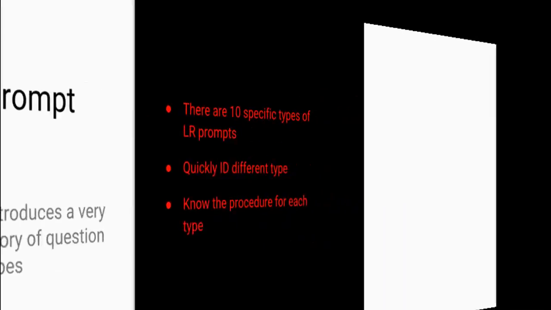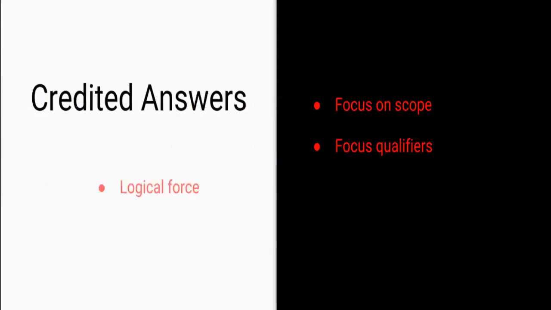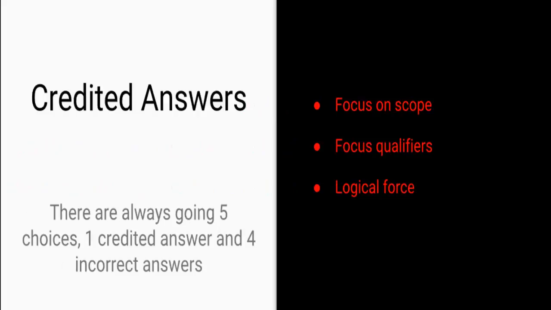The third component to any logical reasoning question would be the credited answer choice. You're going to have specifically 5 choices. One will be the credited, or in layman's words the right answer choice, and 4 incorrect answer choices. At this point, what you want to do is focus on the scope of the answer choice. Is it beyond the scope? Is it too strong, too weak, that kind of thing?